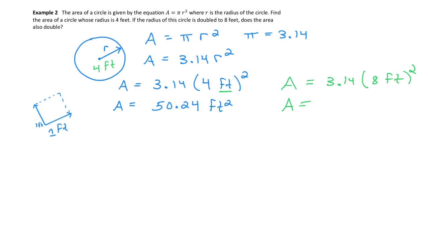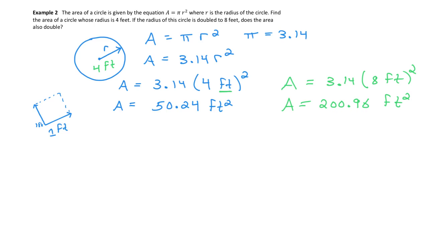And on a calculator, I'm going to do this next part. So 3.14 times, and we have 8 times 8 is 64. So this is 200.96 this time. And the units are still feet times feet, which we'll call square feet. So when we had a radius of 4, it was 50.24. When we had a radius of 8, it was 200.96.